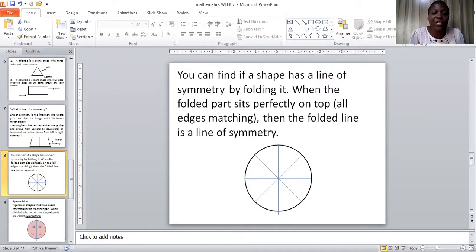It's not only for plane shape that you can have line of symmetry. Do you understand? It's not only for shapes. You can have line of symmetry on objects.